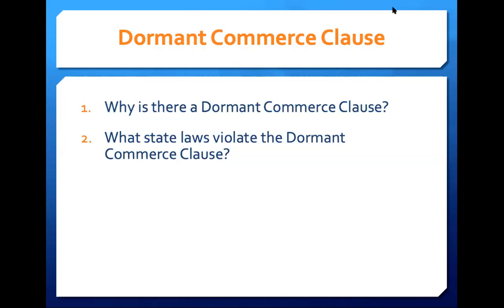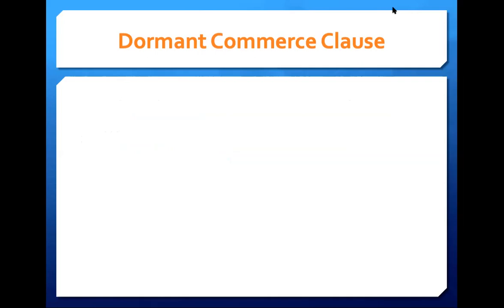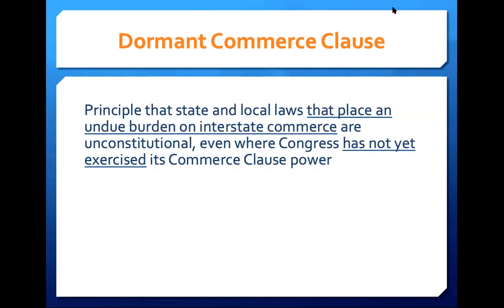So we see the court introduce this idea for us that there exists not just the Commerce Clause in the Constitution, but something called the Dormant Commerce Clause. And the Dormant Commerce Clause is this principle, the principle that state and local laws that place an undue burden on interstate commerce are unconstitutional. And they're unconstitutional even where Congress has not yet exercised its Commerce Clause powers.